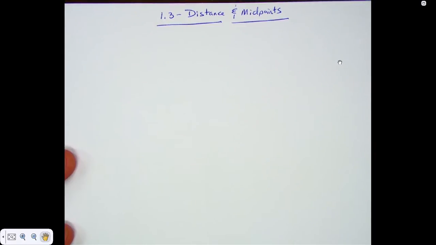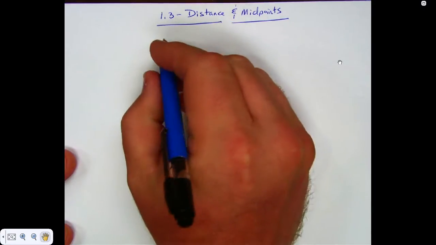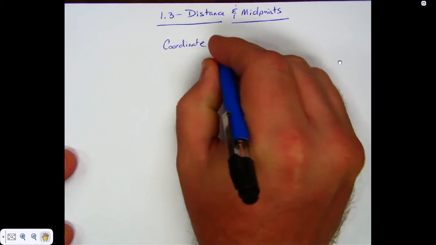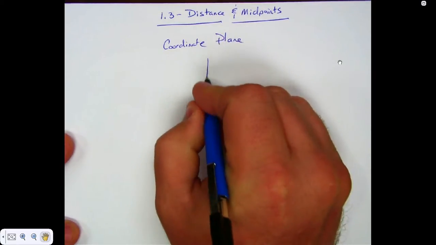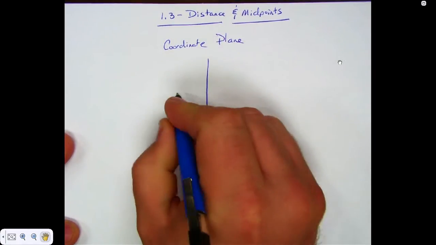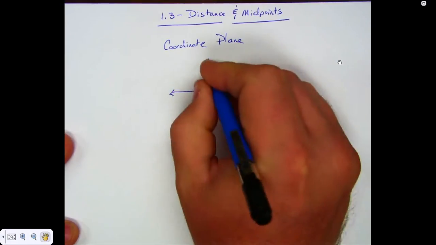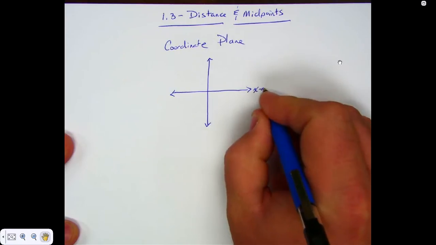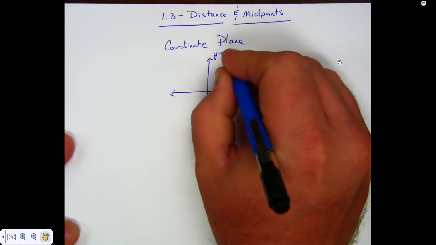Okay. First thing we need to talk about is the coordinate plane. What is that? You have what? An x-axis and a what? Left and right is your x-axis. Up and down is your what?